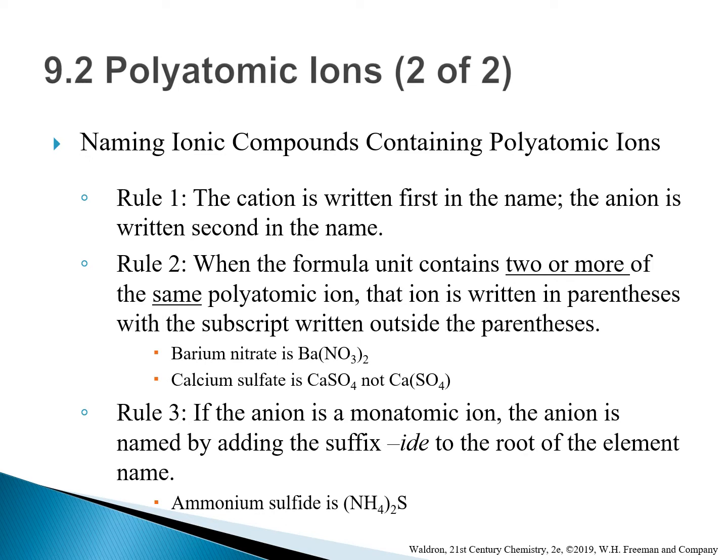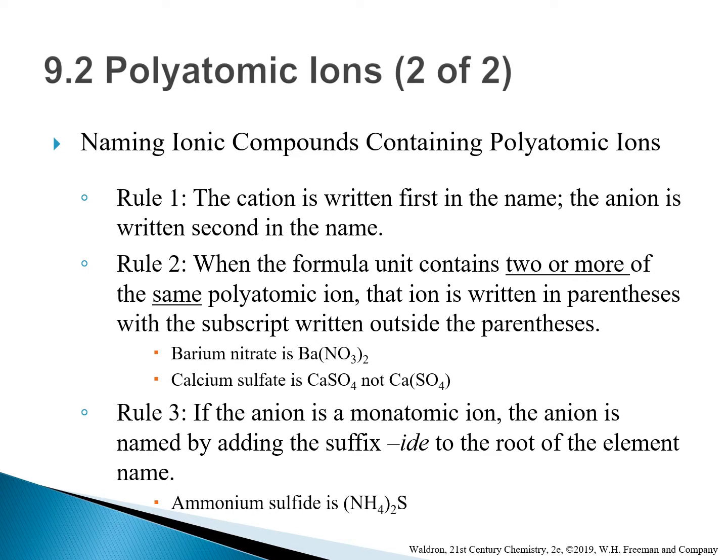Barium has a +2 charge. Nitrate has a -1 charge. Therefore, you need to have two of the nitrate ions to balance the charge from barium. So you have to put a 2 as a subscript outside the parentheses. Please note, parentheses and subscripts are not used unless more than one of a polyatomic ion is present in the formula unit. As an example, calcium sulfate is CaSO4, not Ca(SO4).